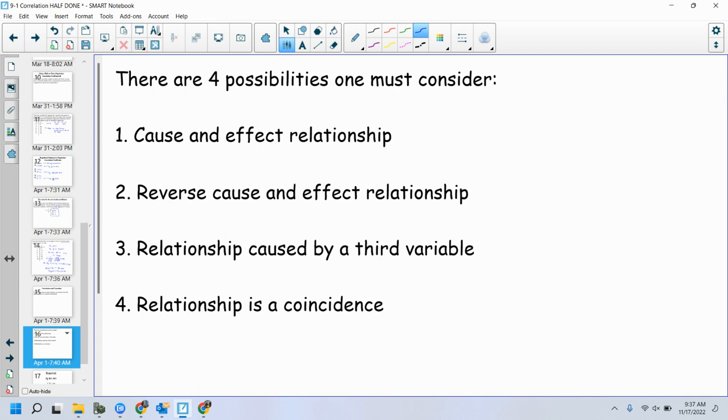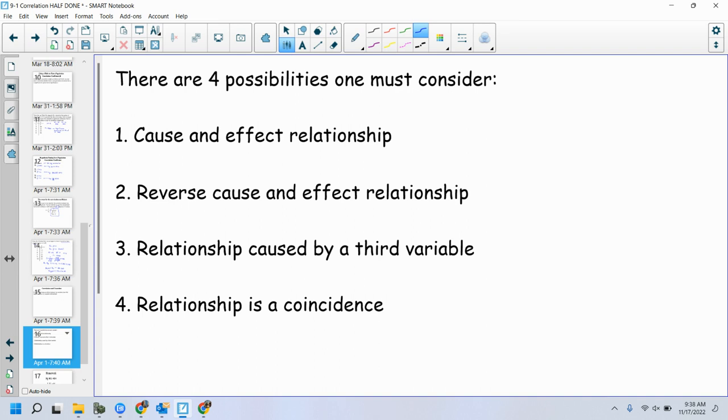And then, is the relationship a coincidence? Obviously, you could find trends in data in pretty much anything that you really wanted. You could find a set of data that might show that the size of your foot and your statistics grade somehow correlate. I don't know. You might be able to show that somehow. I would say that relationship is a coincidence. So there are some things that you have to consider.